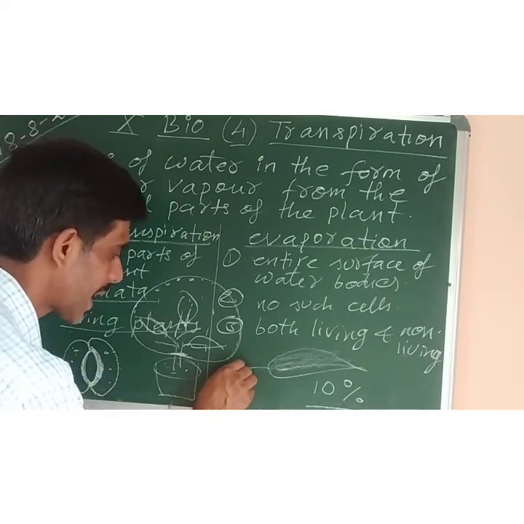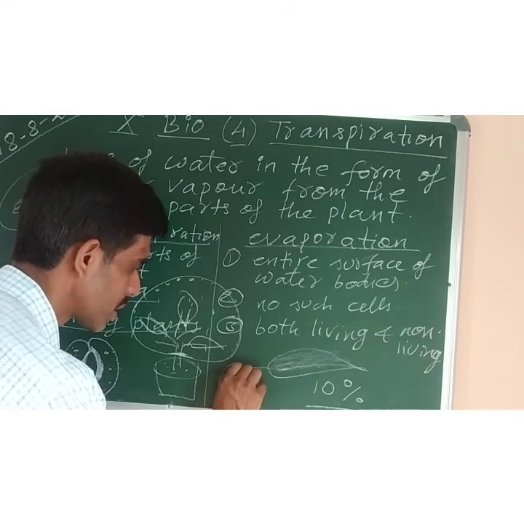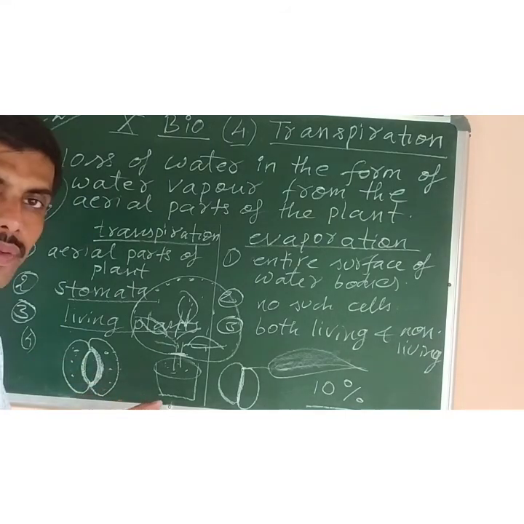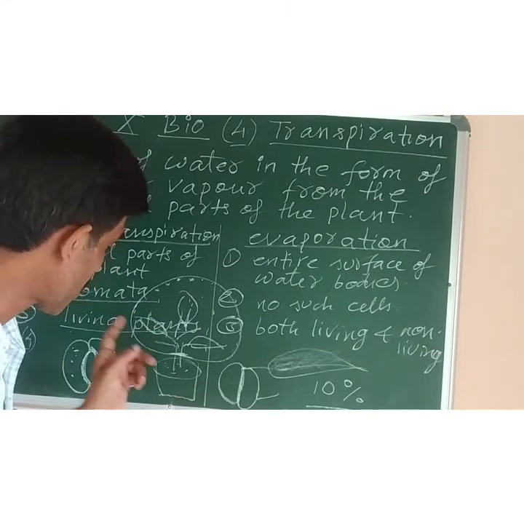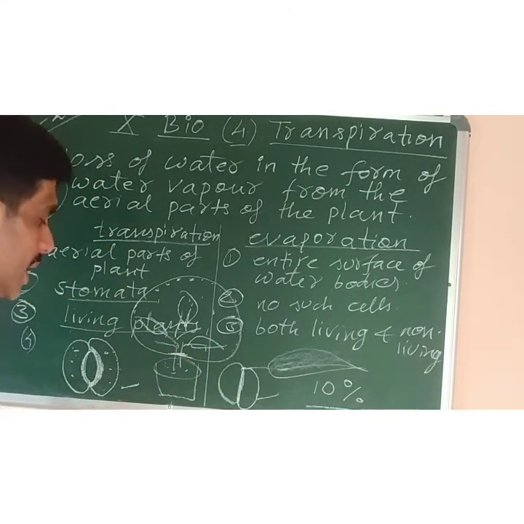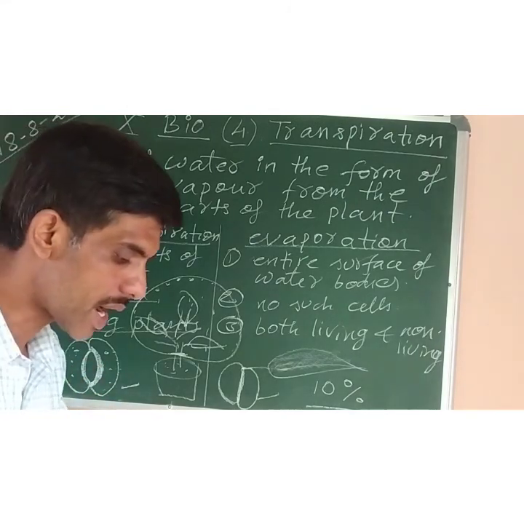Now I will draw the diagram in which the stomatal pore is closed. See, now here it is closed. Why? Because now the guard cells are flaccid. So this stoma is closed, this one is open. This opening and closing of the stomatal pore is regulated by the turgidity and flaccidity of guard cells.